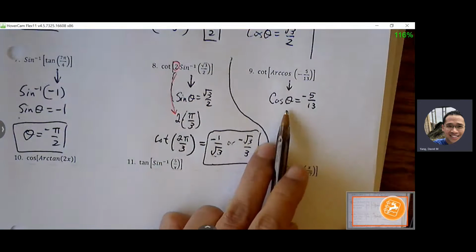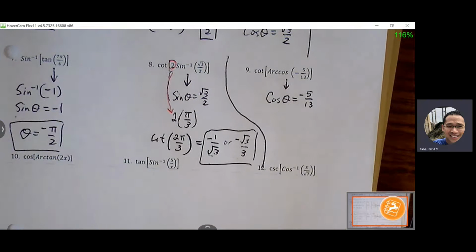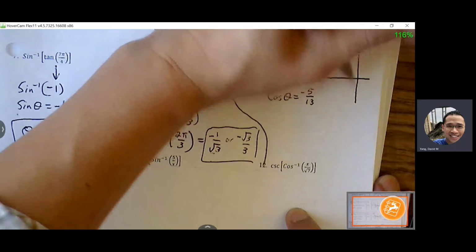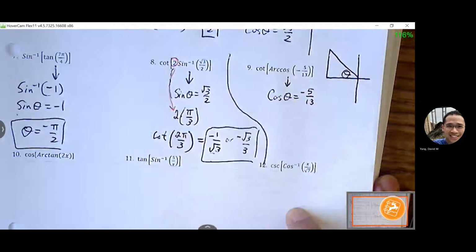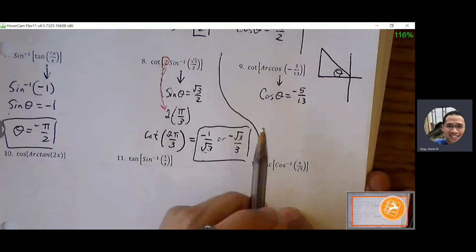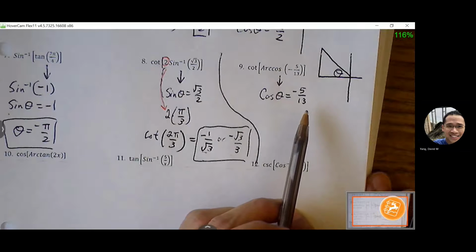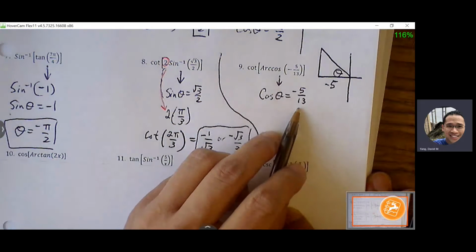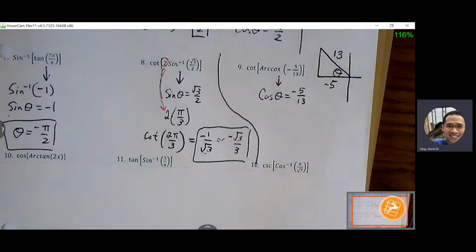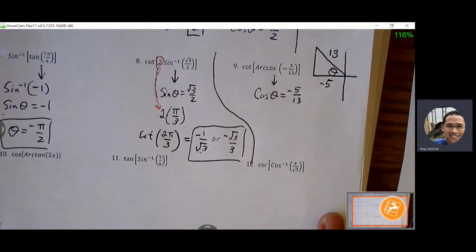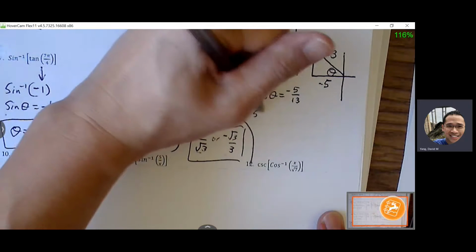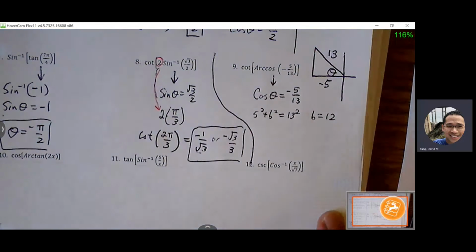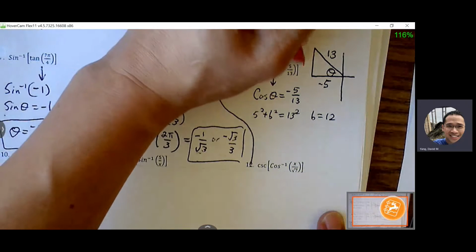Okay, so where's cosine going to be negative? Second, right? We're talking about principal values, so second quadrant. So draw your triangle in the second quadrant. Where does the 5 and 13 go? Adjacent over hypotenuse, yeah. Pythagorean theorem, a squared plus b squared equals c squared. That's the positive y value, right? So positive 12.